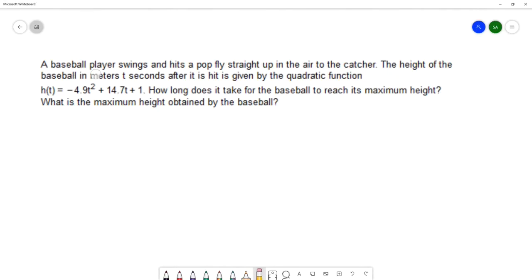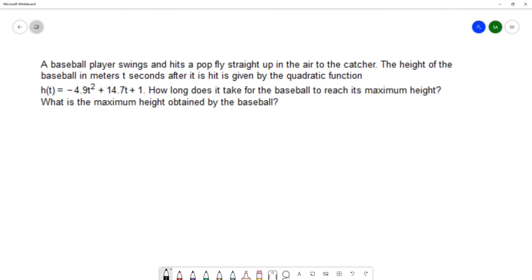A baseball player swings and hits a pop fly straight up into the air to the catcher. The height of the baseball in meters t seconds after it's hit is given by the quadratic function h of t equals negative 4.9 t squared plus 14.7 t plus 1. How long does it take for the baseball to reach its maximum height? What is the maximum height obtained by the baseball?